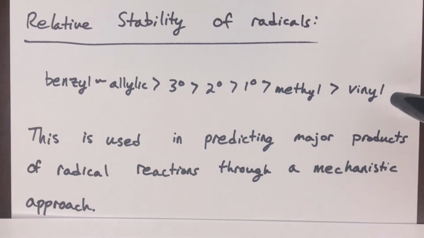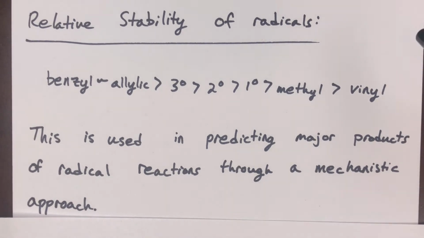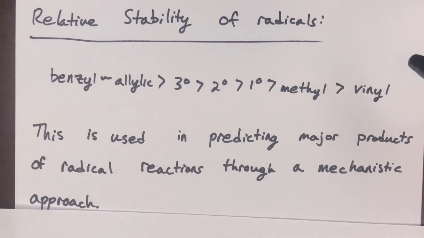So this is a very valuable tool, and it's useful to understand that it comes directly from the bond dissociation enthalpies, because there will be reactions that you haven't seen before where you can use their bond dissociation enthalpies to predict the products if it's a radical mechanism, if it's a radical reaction.